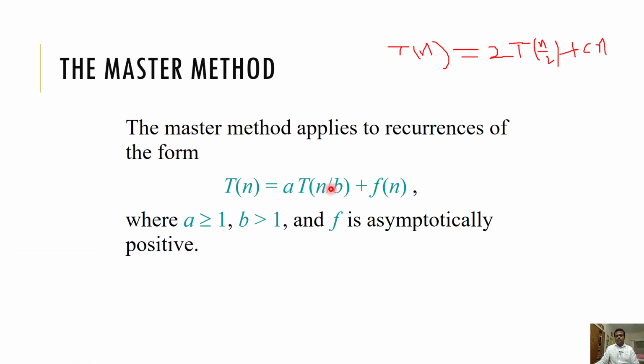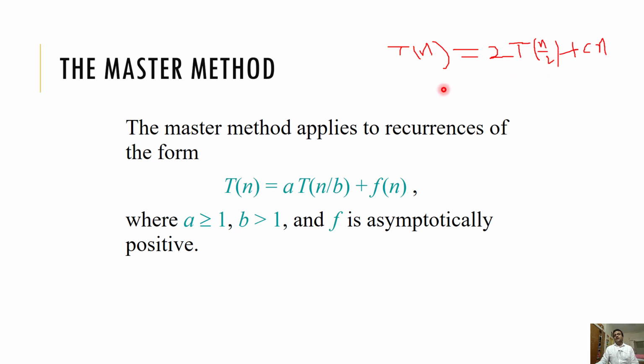Here a is 2, b is also 2 and f of n is this. So, this type of recurrence we can get directly from the divide and conquer approach. Merge sort is one example of the divide and conquer approach, where we have a given problem of size n. Here in merge sort we have a sorting problem. So, we have an array of size n that needs to be sorted. So, we divide the array into two sub arrays, each of equal size n by 2.